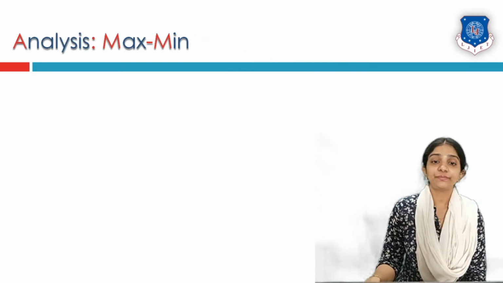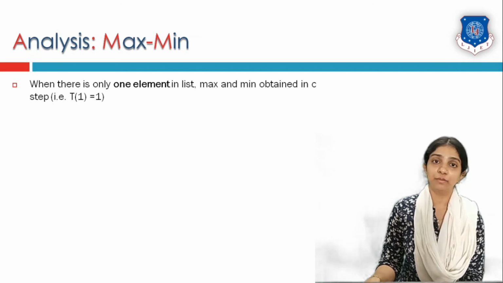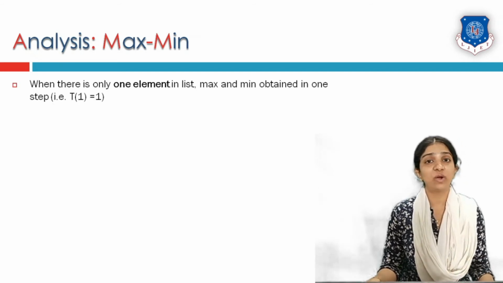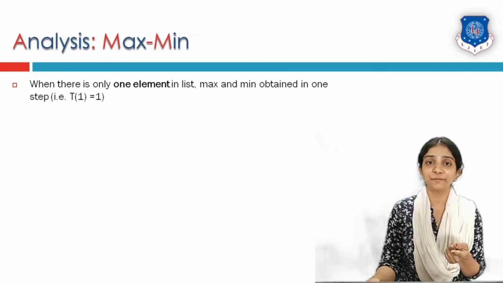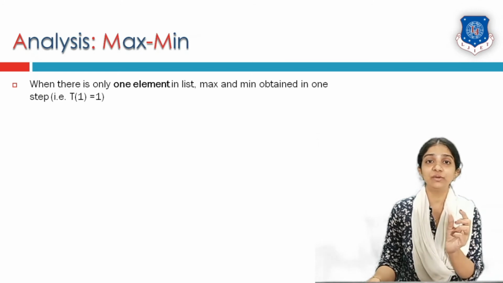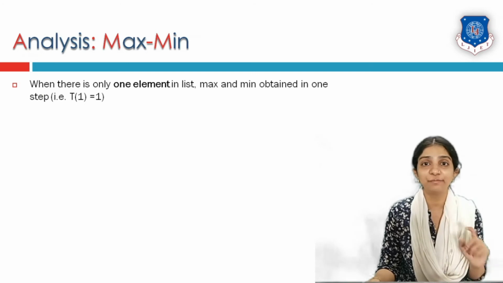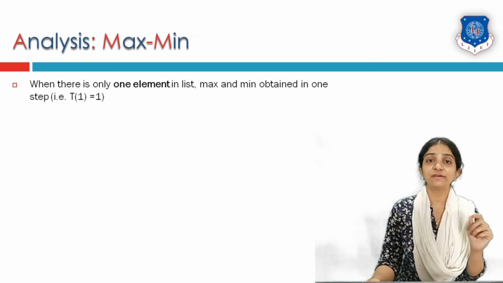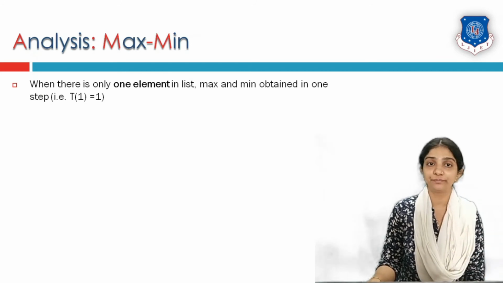Let us now analyze the divide and conquer max min problem. In this particular list, if there is only one element in a given list, in one step we directly get an answer. That means if there is only one value in a list, we directly say that value is maximum and that value is minimum. So the steps required to get an answer for only one subproblem, that is T of 1, is equal to 1.